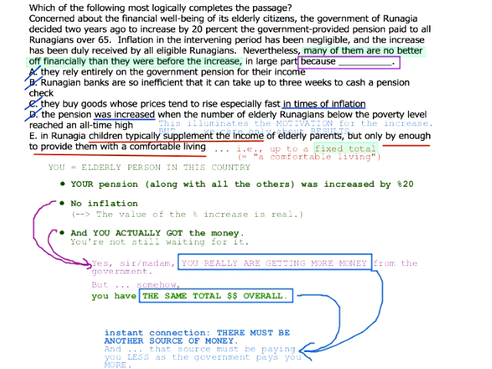But this is the only one that even addresses the thing that it absolutely must address, which is there has got to be some alternate source of income besides government. And none of the other choices go into that.